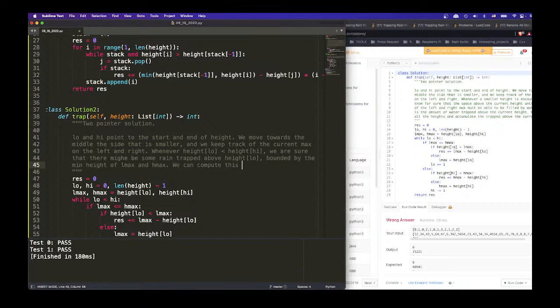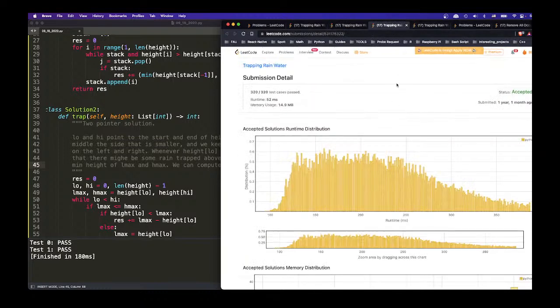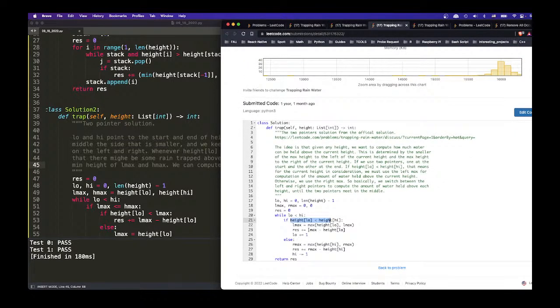But shouldn't we use the minimum of left and right to do this? Yeah, I feel I should use the minimum of left and right to do this instead of just using the L max. I don't think this is right. Hold on, let me think again.